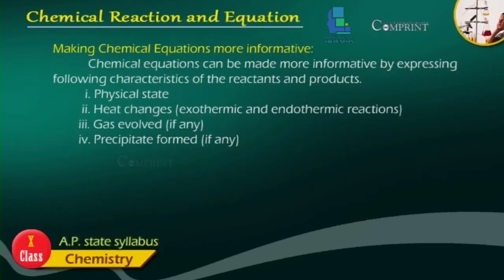Making chemical equations more informative. Chemical equations can be made more informative by expressing the following characteristics of the reactants and products. Number 1. Physical state. Number 2. Heat changes, exothermic and endothermic reactions. Number 3. Gas evolved, if any. Number 4. Precipitate formed, if any.